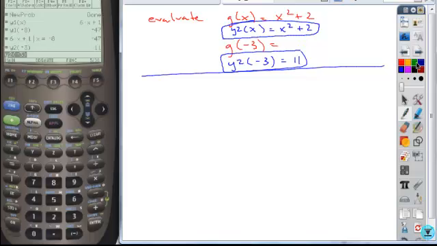Now if you did this by hand, what you would do is you take your g function, you have a placeholder squared plus 2. Your placeholder is only holding a place for whatever number's inside our parentheses, negative 3. So negative 3 squared is 9, 9 plus 2 is 11. So you get the answer either way, whether it's by hand or by calculator. But again, knowing how to use your calculator is a useful thing to know, especially in this class. So I would like you to make sure you're aware of that.